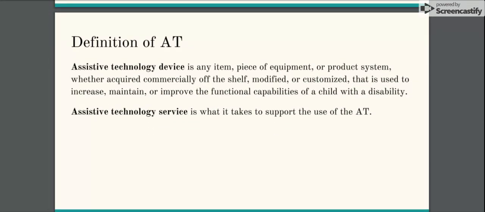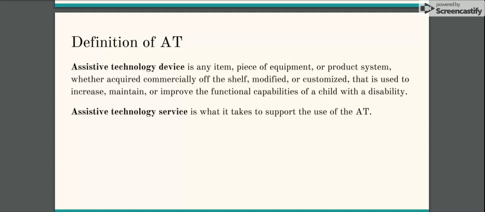Now, I like to begin the course by just outlining the definition of AT. And this definition comes from IDEA, the Individuals with Disabilities Education Act. And as you can see, assistive technology is both a device and a service. An assistive technology device is any item, piece of equipment, or product system, whether acquired commercially off the shelf, modified, or customized, that is used to increase, maintain, or improve the functional capabilities of a child with a disability.